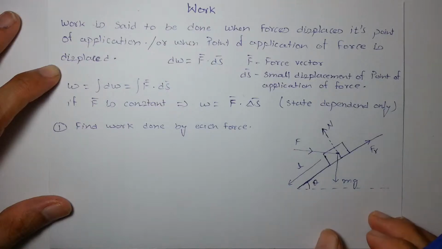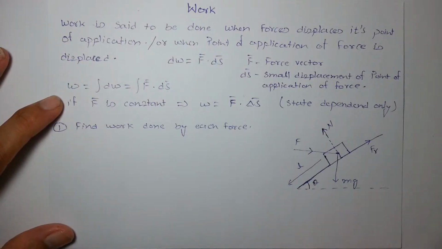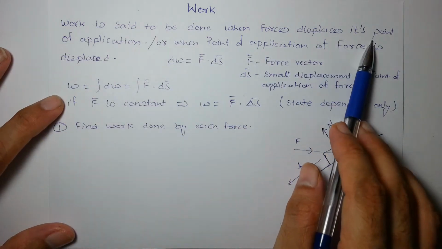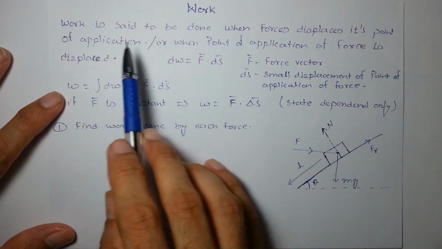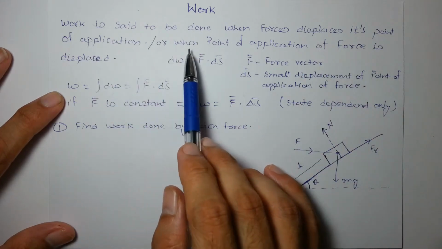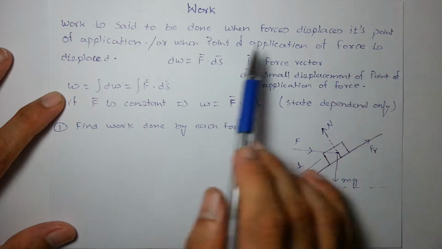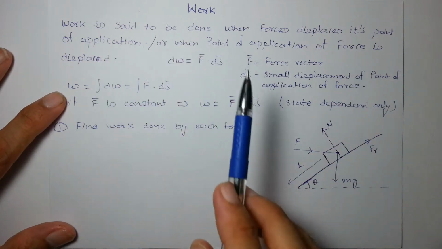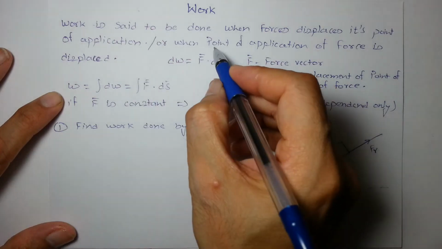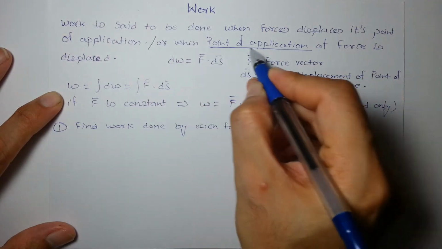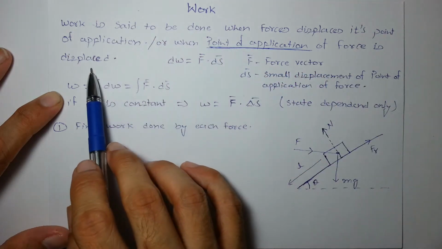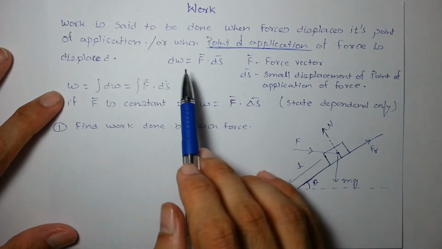This video will study work. We can say basics of work. Work is said to be done when force displaces where it is acting, or force displaces its point of application. In other words, when point of application of force is displaced, work is said to be done. Again, the important word is point of application of force. It should move. Only then work is said to be done.